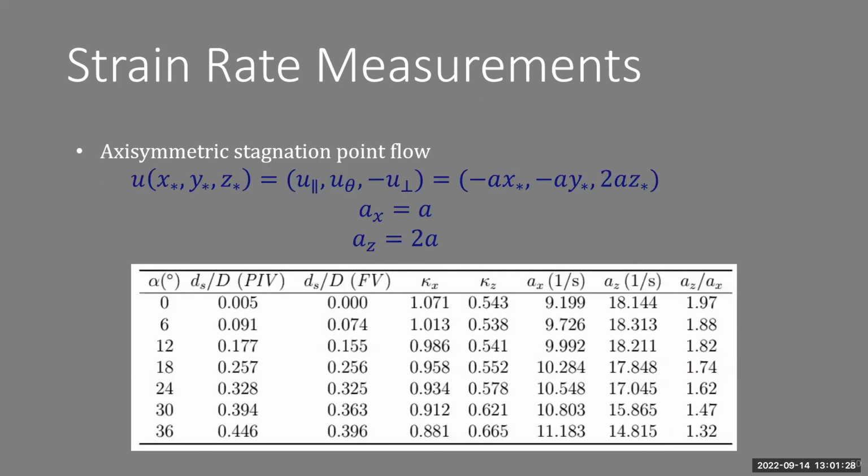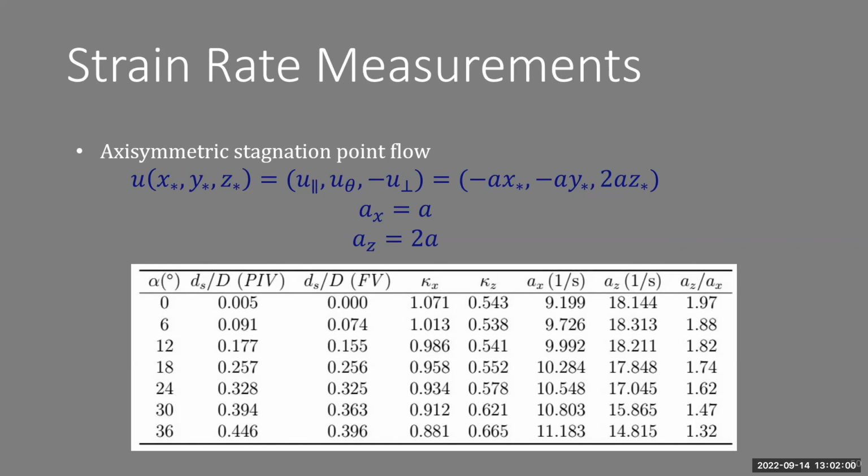So what does that mean? If we look at the axisymmetric stagnation point flow, the strain parameters that we're talking about are these constants in front of our coordinate system, our disk-aligned coordinate system. A_x corresponds to just these A values, and A_z corresponds to 2 times A. So if we have a perfectly axisymmetric stagnation point flow, the ratio between A_z and A_x should be precisely 2. And we see from our measurements that it's about 1.97, which is in good agreement.